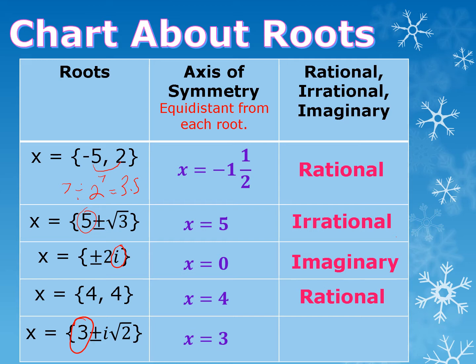Now, are these roots rational, irrational, or imaginary? And I know what you're thinking. You're saying, well, the square root of 2 would make it irrational. True, but you've got this i in front. So since you've got that i in front, that beats everything. That's like the end all be all. So the moment you have an i, it doesn't matter what else is happening. It means that your roots are imaginary. All right, let's move on.